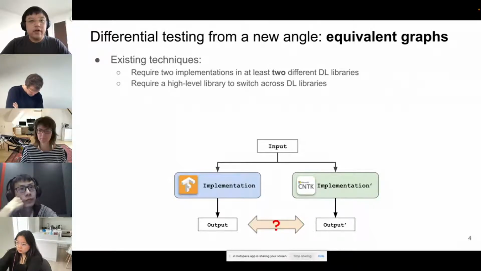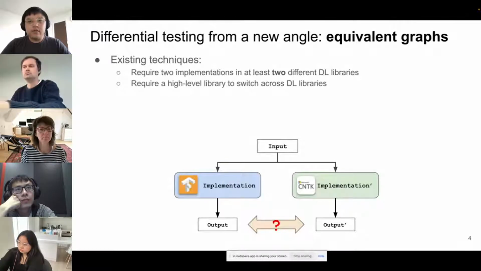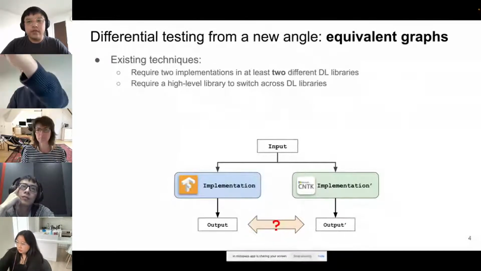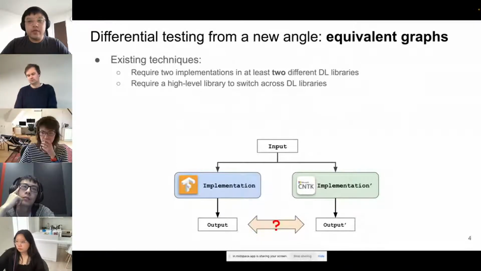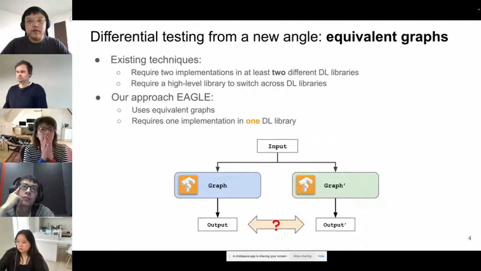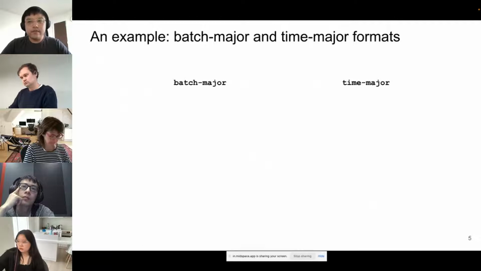Second, they require a high-level library such as Keras to switch across deep learning library backends. Such a high-level library is hard to develop and maintain, and Keras has stopped supporting different deep learning libraries. To address these challenges, we propose Eagle, which uses equivalent graphs in a single deep learning implementation. Now, let me introduce a motivating example of using Eagle to detect a real bug in TensorFlow.